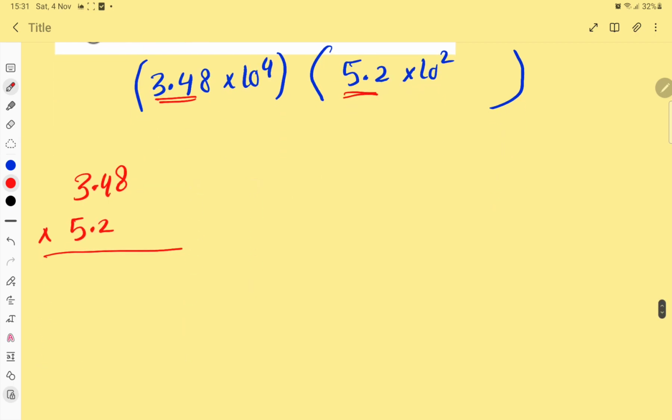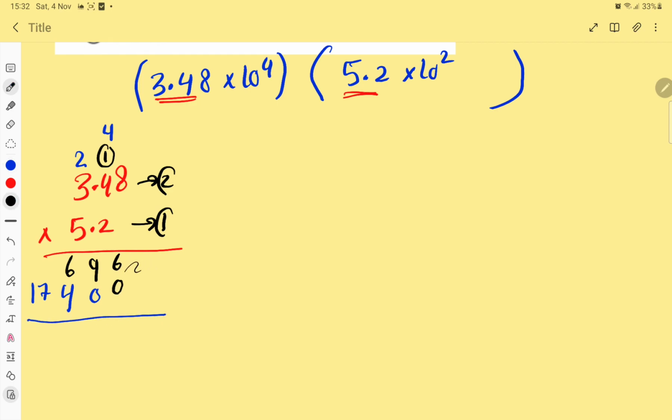3.48 times 5.2. Multiply. Here you have 2 decimal places, here you have 1 decimal place. 2 times 8, 16. 6 and carry up 1. 2 times 4 is 8, plus 1, 9. 2 times 3 is 6. Magic 0. 5 times 8, 40. 0 and carry up 4. 5 times 4, 20. 20 plus 4, 24. 4 and carry up 2. 5 times 3, 15 plus 2, 17. Add 6, 9, 10. 1 and 7 is 8.